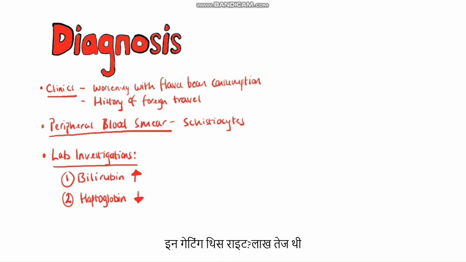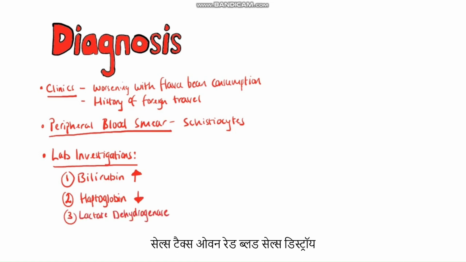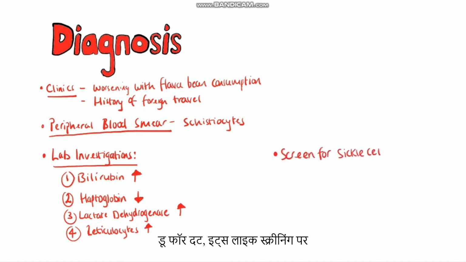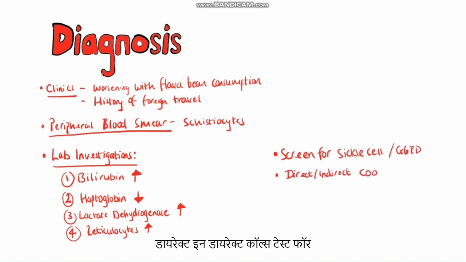binding and getting destroyed. Lactate dehydrogenase is present in red blood cells, and so when red blood cells are destroyed, lactate dehydrogenase is released. So in hemolytic anemia, levels will be increased. Reticulocyte levels will also be increased as the bone marrow tries to produce more red blood cells. Following that, based on your suspicions, you could do further tests like screening for sickle cell or G6PD, or the direct and indirect Coombs test for autoimmune hemolytic anemia.